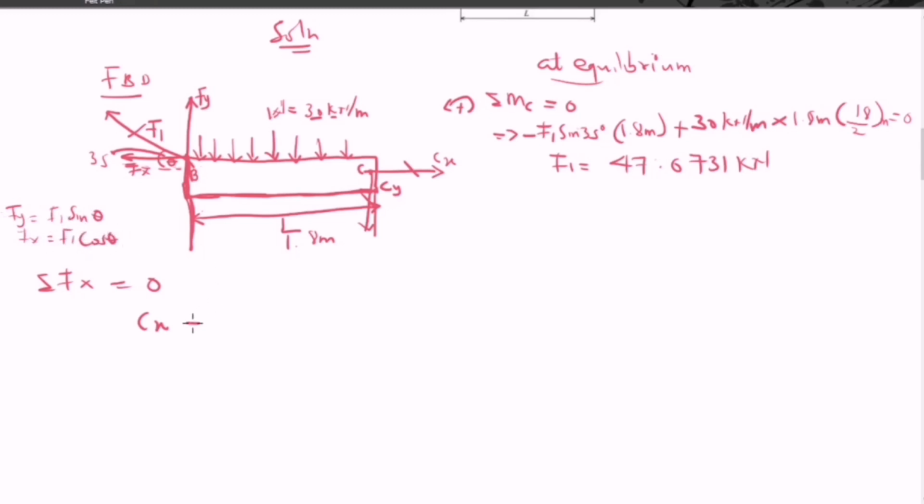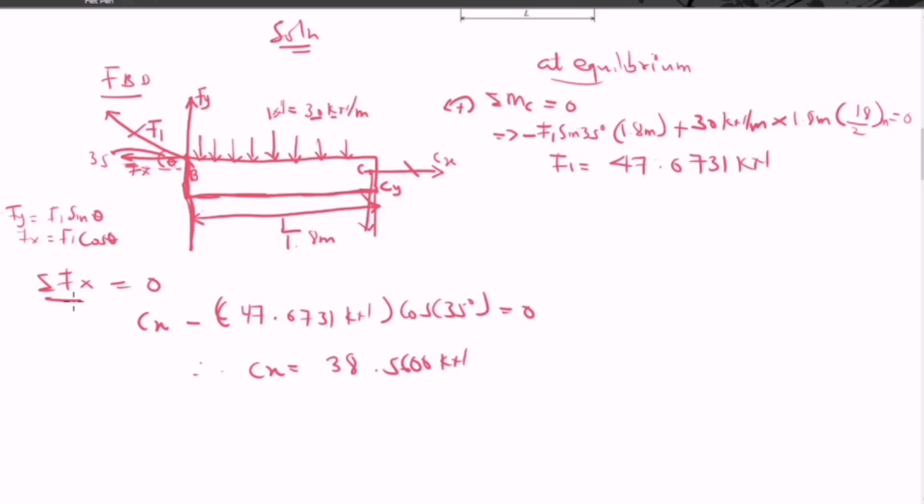So don't be confused. With that, we are going to have our brackets in a way that we are going to get 47.0731 kilonewton, then multiplying cos of the angle of 35 degrees. So in that case, our Cx is going to give us 38.5600 kilonewton, because we resolve it in what?